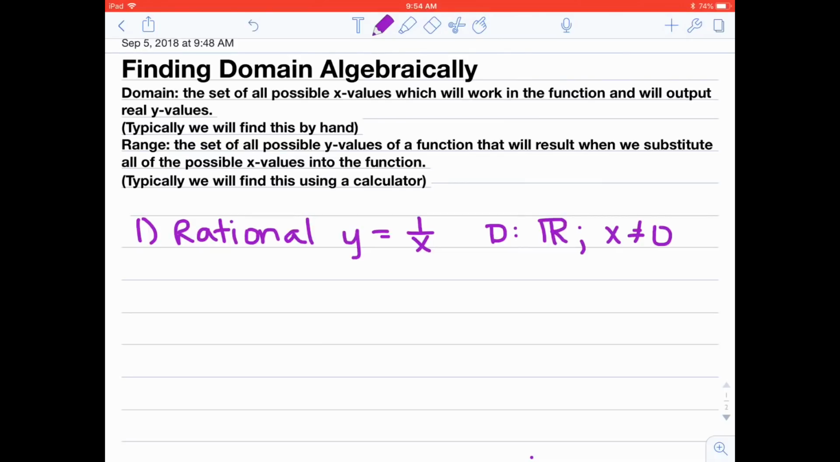If you're going to write it in the interval notation, you would say negative infinity to 0 and 0 to infinity. So you're just skipping 0.